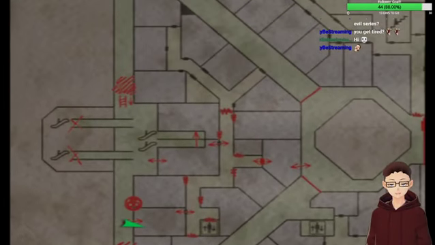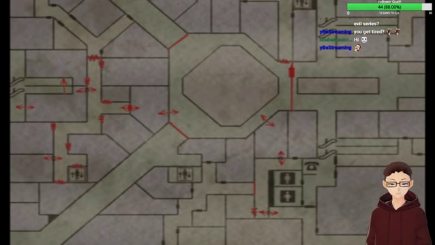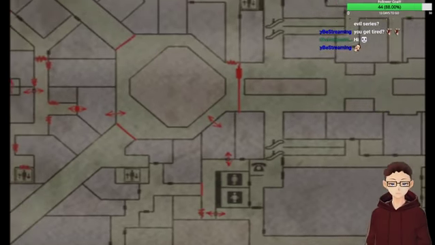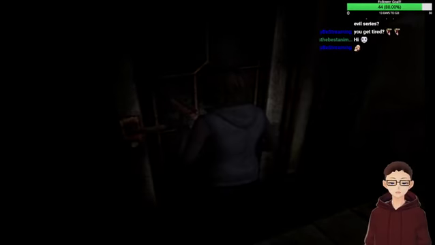Okay, there's a hallway that I need to get to. Ah, yeah, right here. Okay, I know where I'm going now.